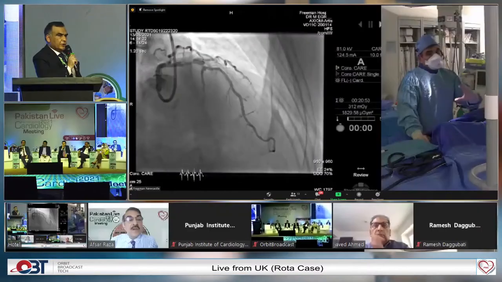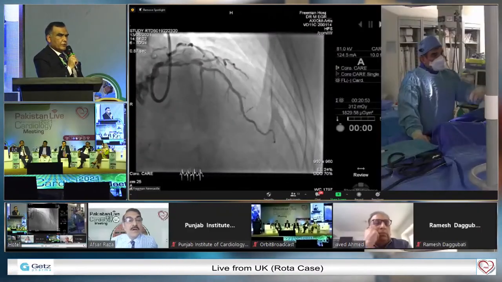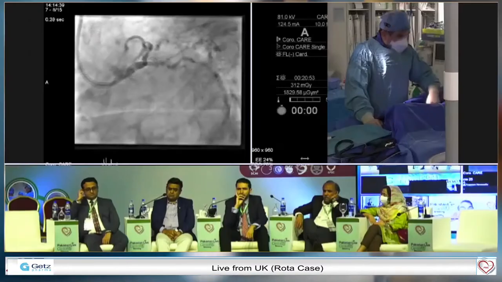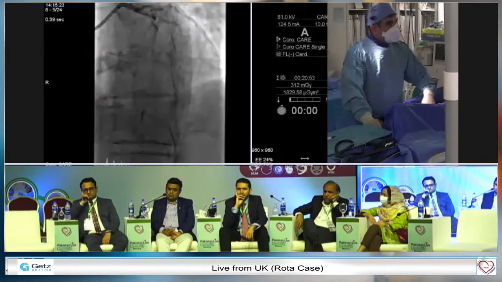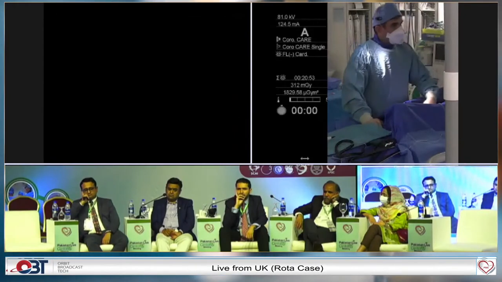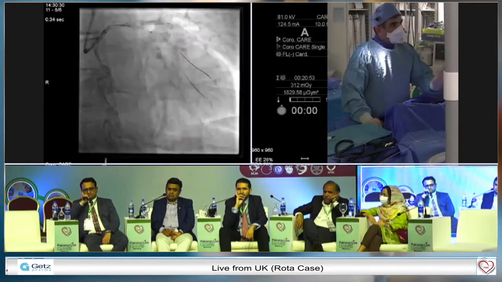Can we see the images? Can we see those images where you exchanged? Yeah. Next. It's just slow. Go back.